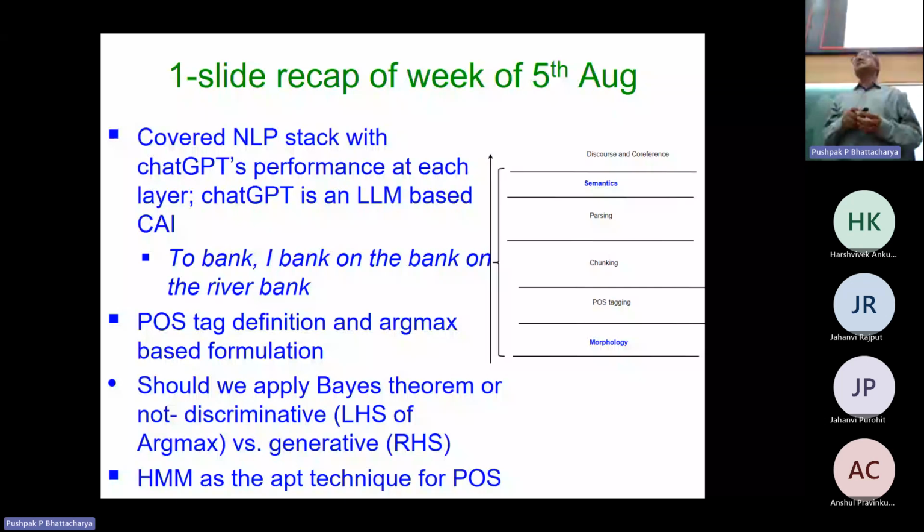And there, by applying chain rule and Markov independence assumption, we got an expression which involves product of transition probability from one tag to another, and the observation probability of a word given the tag. So this exactly corresponded to a very famous machine which is called hidden Markov model. So we started discussing hidden Markov models, and this was a good match between the task and the technique.